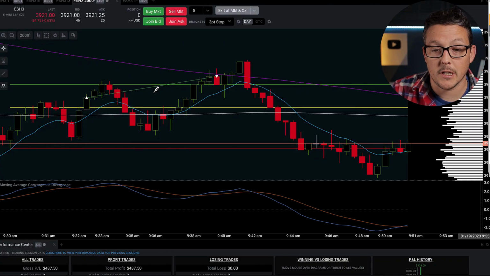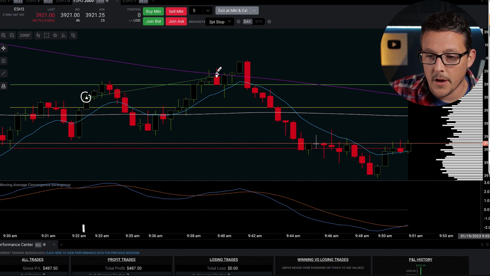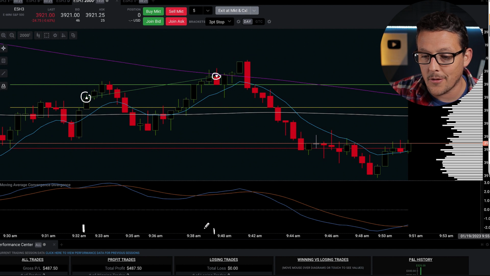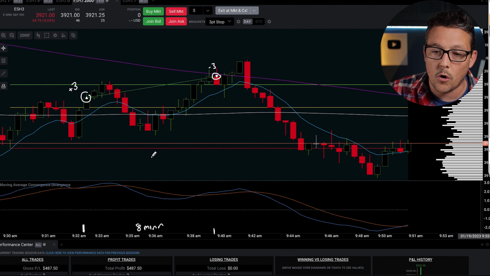All right, guys. So first, here is the actual trade that I took. You can see the long position here. This happened at about 9:32 and change. And then here was the sell right here. That happened at about 9:39. So this was roughly an 8-minute trade. Okay, it was 3 contracts. So we had a +3 and then we had a -3. I took them all off.